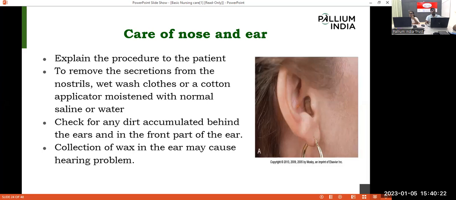Then, while giving care for the ear, continuous collection of wax in the ear may also cause hearing problems and an itchy feeling for the person. Already the patient may be unable to respond or may be at an unconscious level. In such a situation, if the patient continuously feels this type of itchiness, it will be a problem. So in between, while doing the ear care, we need to assess the ear canal also.